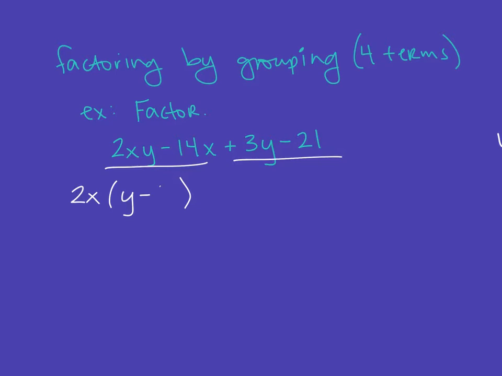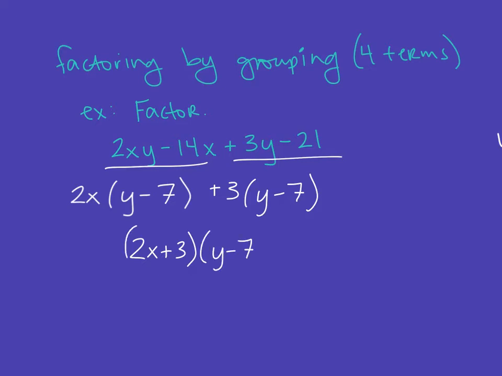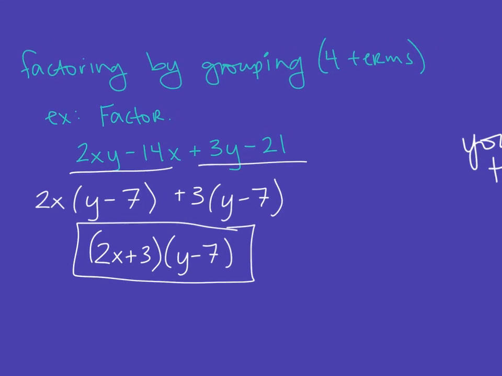Oops. See, if you make an error, you can always double check. So I was looking ahead, I'm like, y minus 14 is not going to work. All right, so we took out the 2x, and we're left with y minus 7. And then in our second 2, we can take out the plus 3, and we're left again with y minus 7. And then our stuff on the outside, 2x plus 3, and our stuff on the inside, y minus 7 is our final answer. Here is one for you to try.